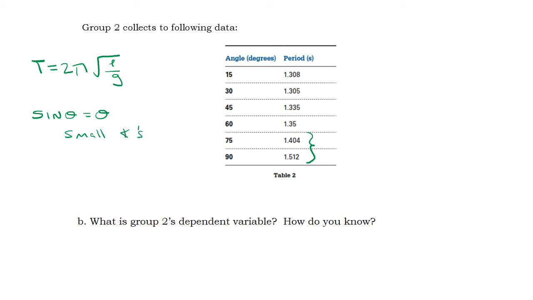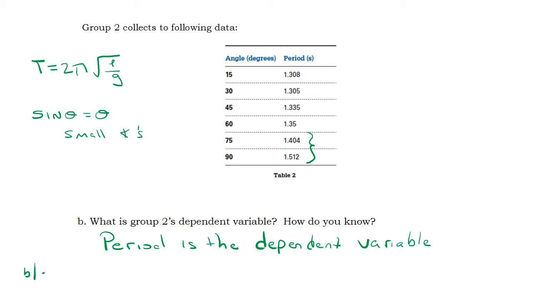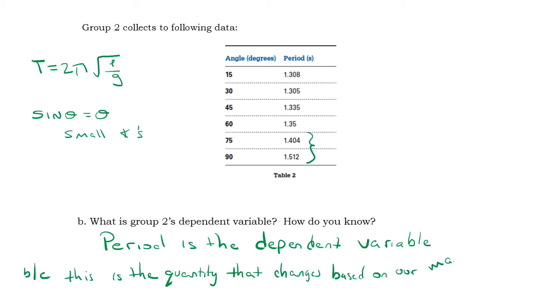In any event, the question asks, what is group 2's dependent variable and how do you know? So group 2 is changing the angle. That's the independent variable, and what changes because of what they manipulate is the period, and so the period is the dependent variable. Because this is the quantity that changes based on our manipulated variable.